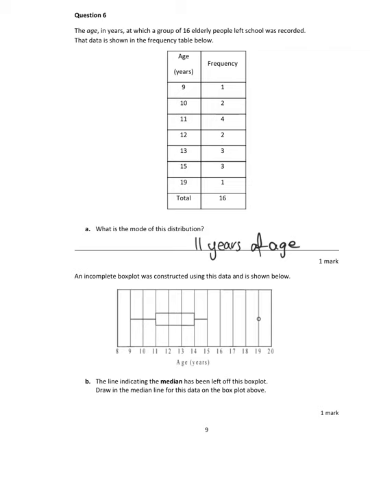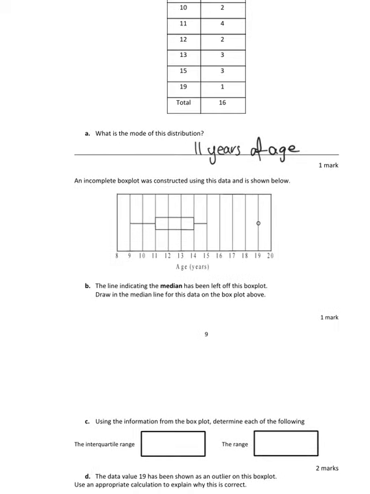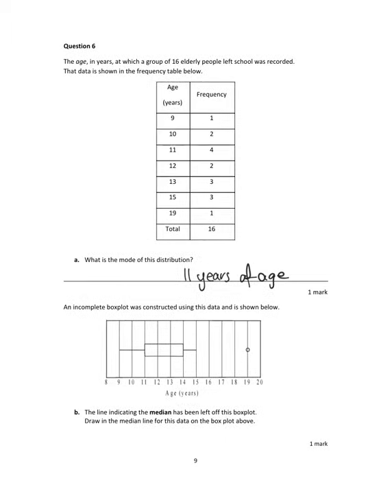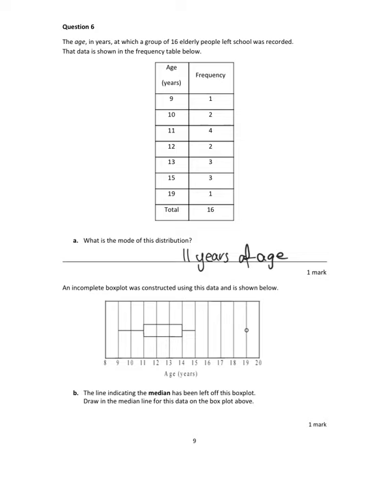An incomplete box plot was constructed using this data and is shown below. The line indicating the median has been left off this box plot. Draw in the median line for this data on the box plot above. So what we've got to do is you can either do this tech free, or if you want to put it in the CAS, you can do that as well. What will I do?